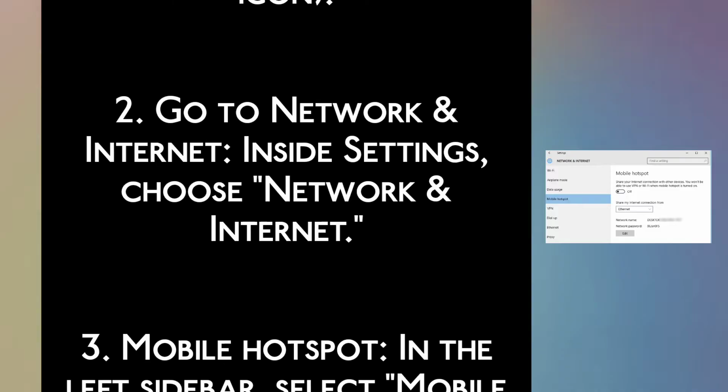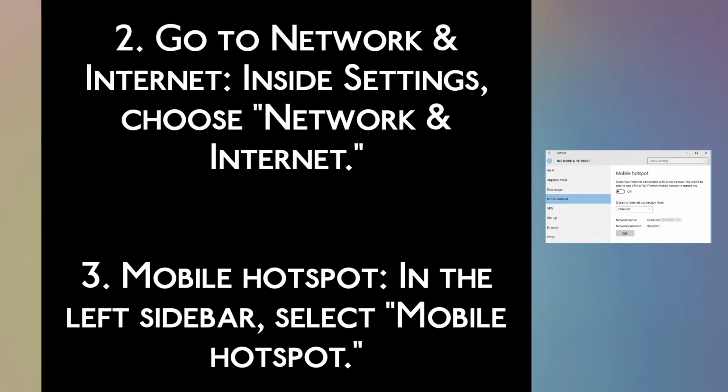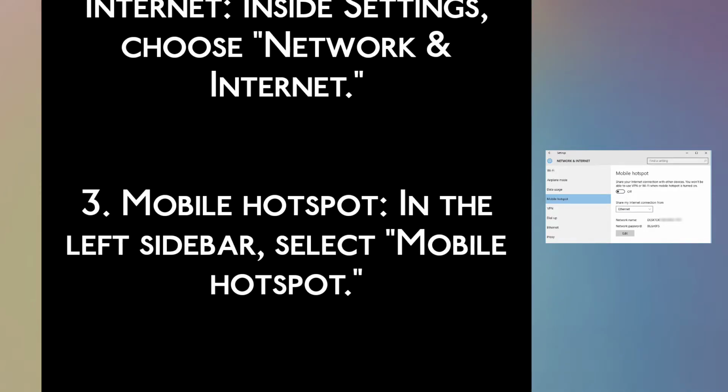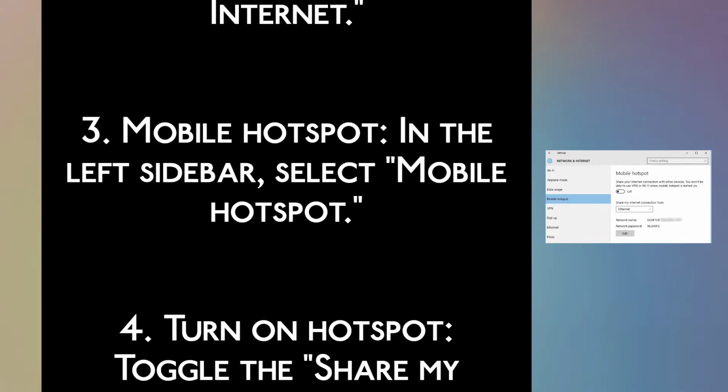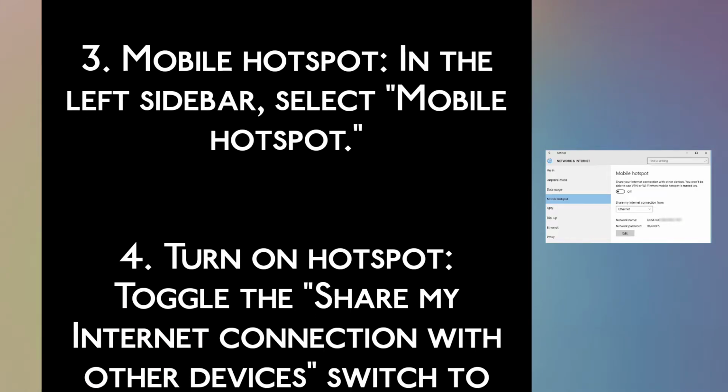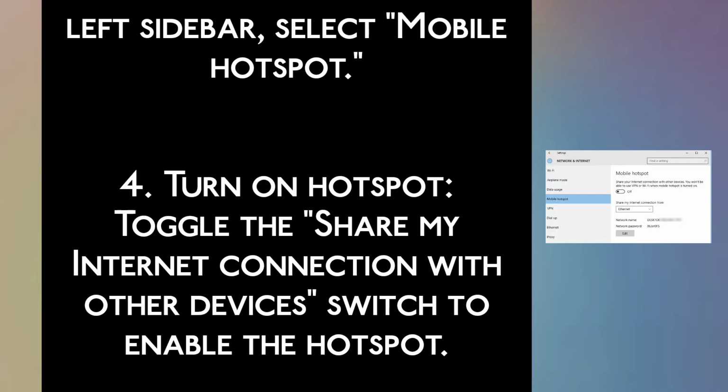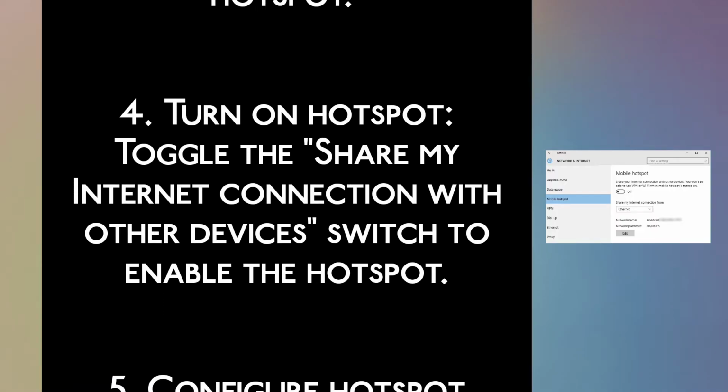Step 3. Mobile Hotspot. In the left sidebar, select Mobile Hotspot. Step 4. Turn on Hotspot. Toggle the Share My Internet connection with other devices switch to enable the hotspot.